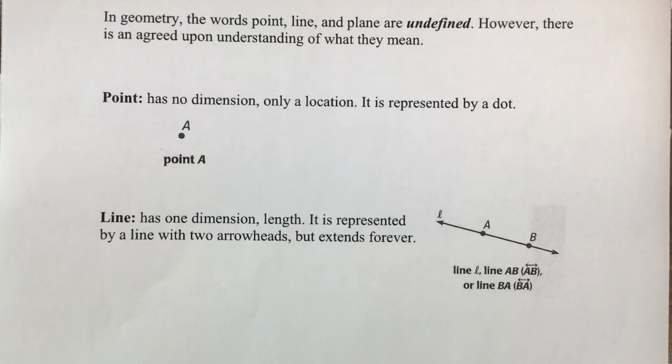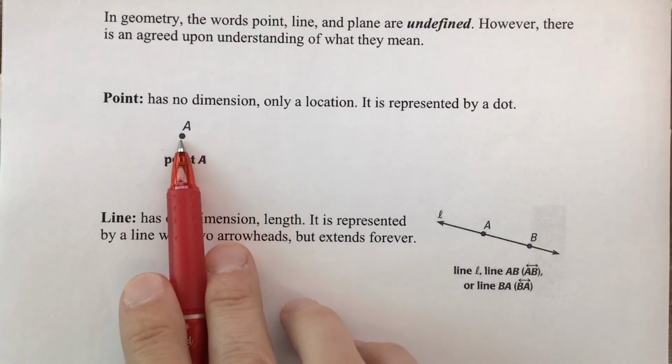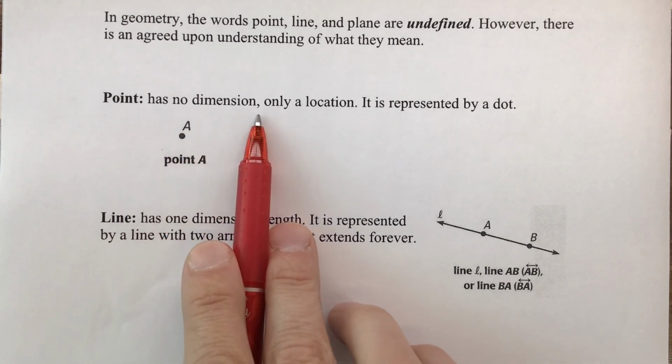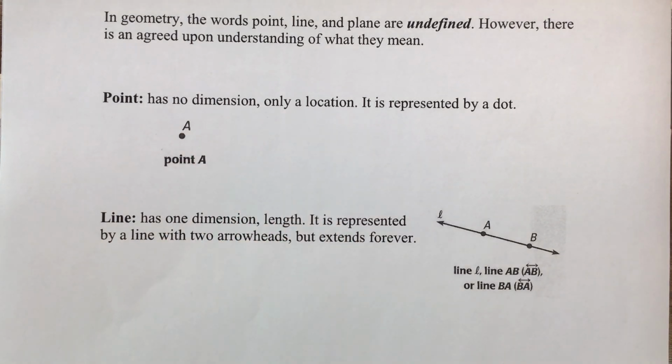A point, which we can see here, this is point A, has no dimension. It is just simply a location. And what that means is that you can't measure it. There's no size to it. There's no way to quantify it. It's just, where is it located?